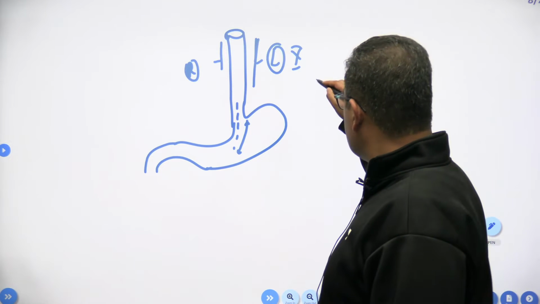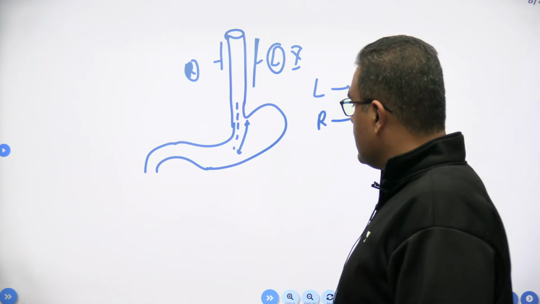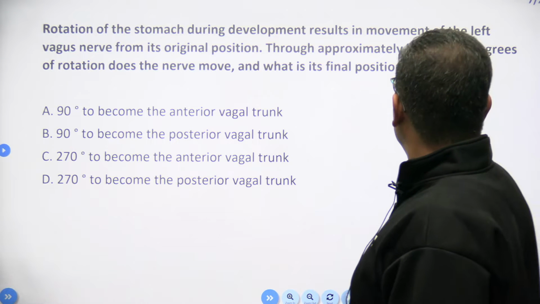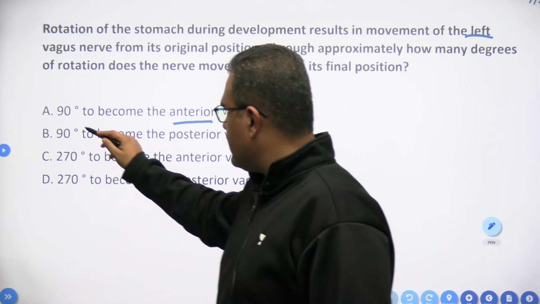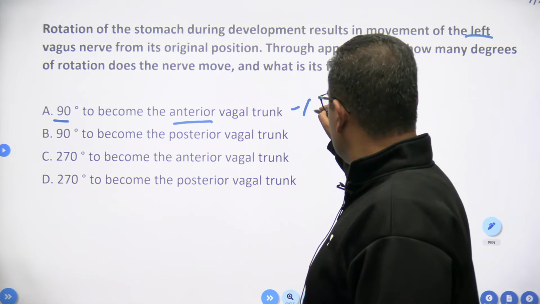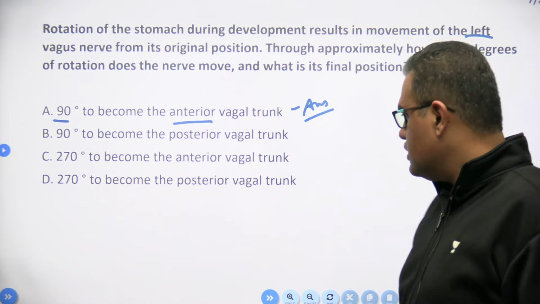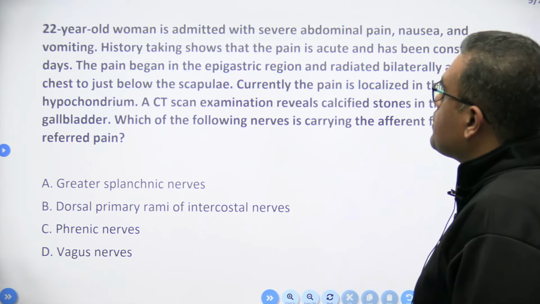So the left vagus nerve goes anteriorly, the right vagus nerve will go posteriorly. Now if we look at the options, they are asking about the left vagus nerve, so it becomes the anterior vagal trunk by moving 90 degrees. Therefore the answer is the first option, option A, right? This is the first question. Let us see more questions.